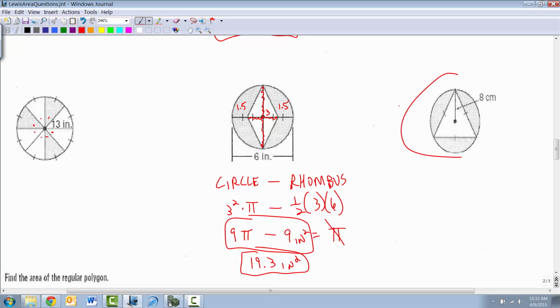Try to figure out this bad boy or girl, depending on how you feel about geometric figures. These are all equal, so this is an equilateral triangle. You might have to do something a little special. Obviously it's circle minus triangle, but this might give you a hint what you might have to do for this. All right, to figure out what's going on here.